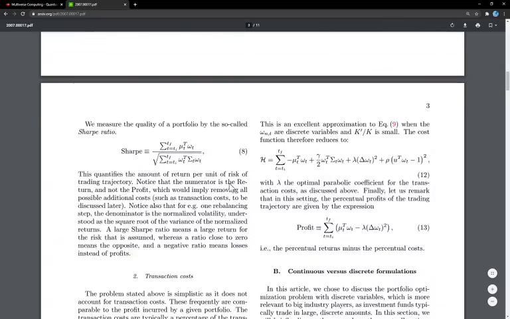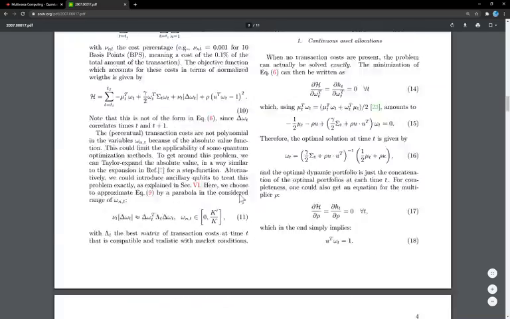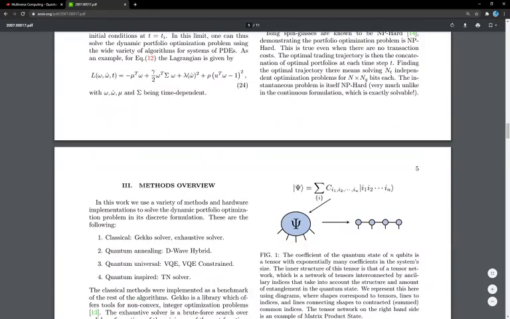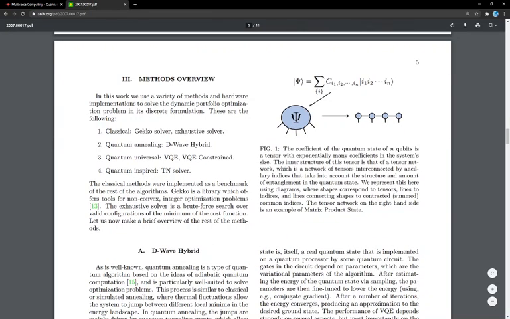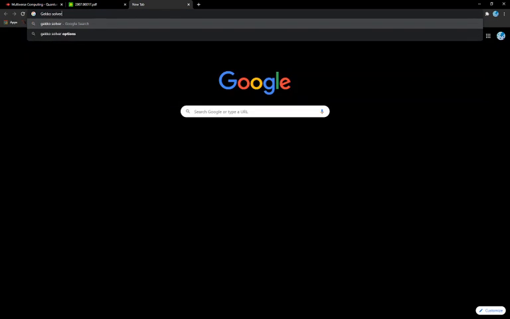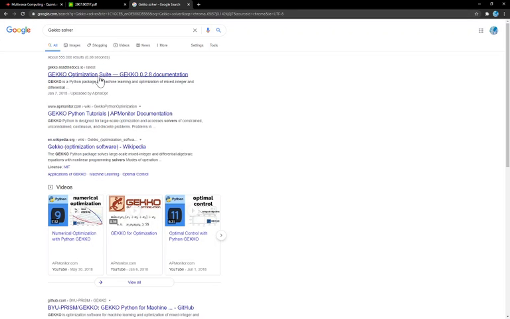So we've done the tensor network. The first time I read that I was like, what the hell is this? But now I start to see these, right? So we've done these. I'm not going to dive into the classical part, but I guess the Gecko solver is something you can just use out of the box somewhere, right?